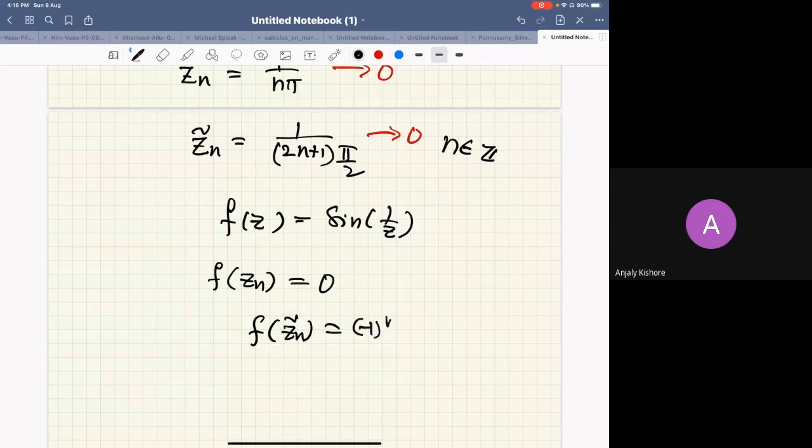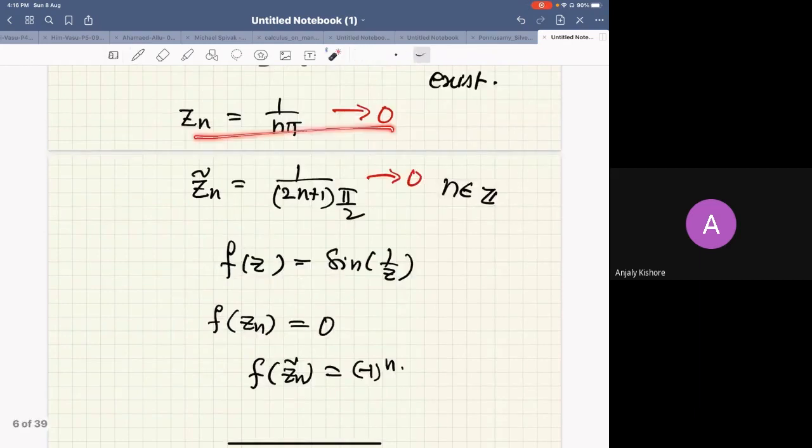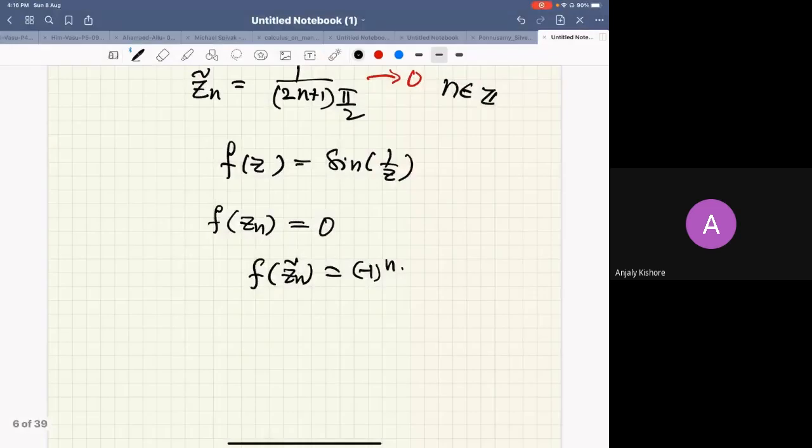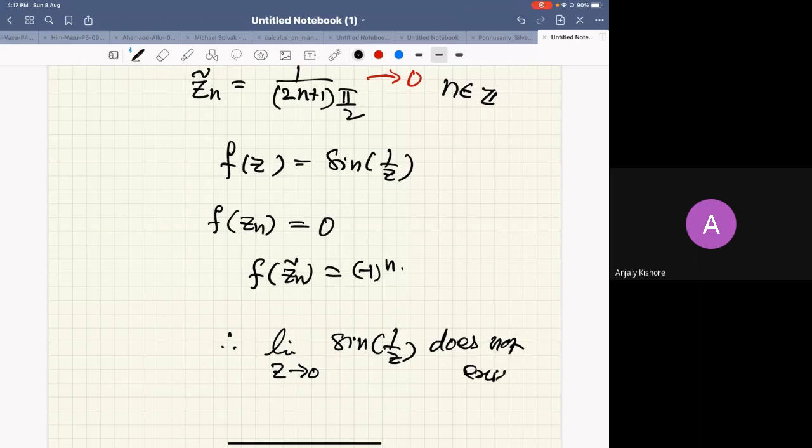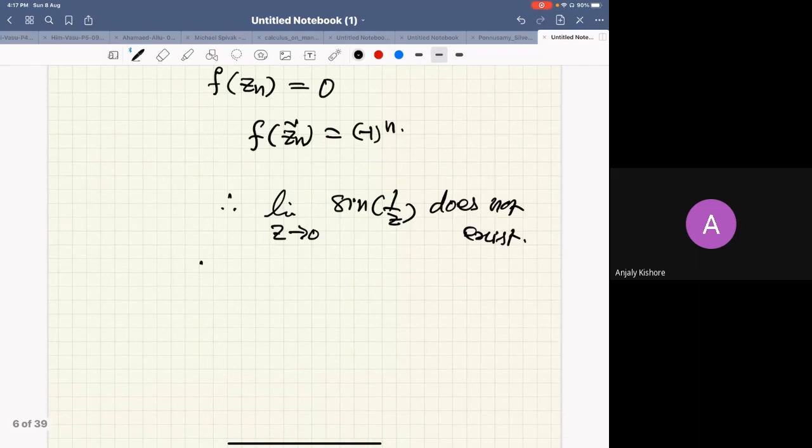So we get two different sequences which converge to 0, but their values are not the same. Therefore, the limit does not exist. Therefore, limit z goes to 0 of sine 1 by z does not exist. So z equals 0 is an isolated essential singularity.